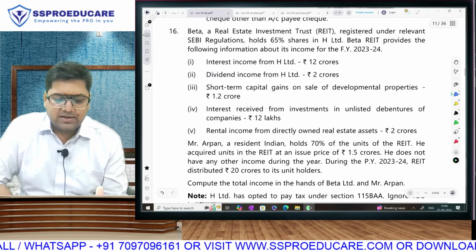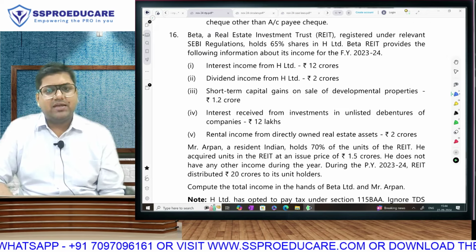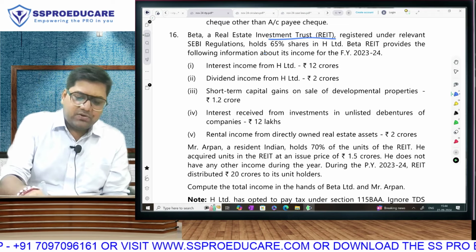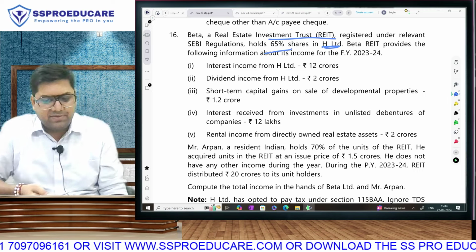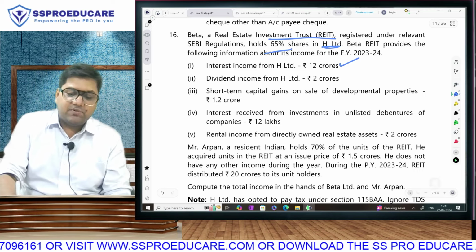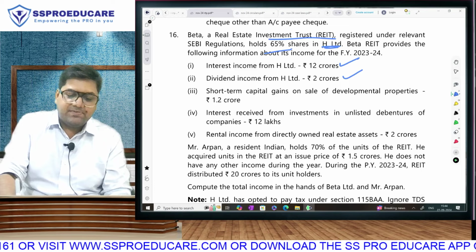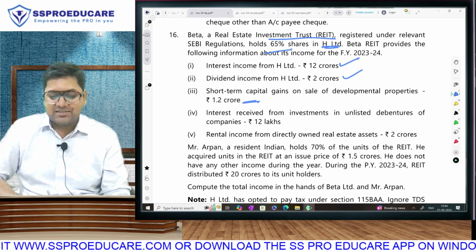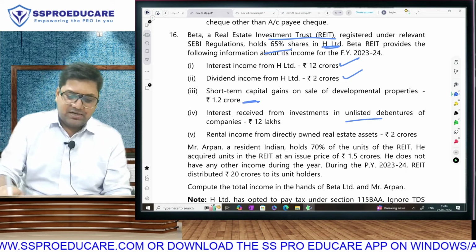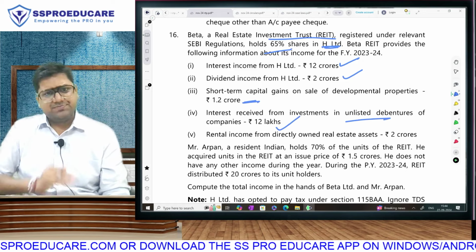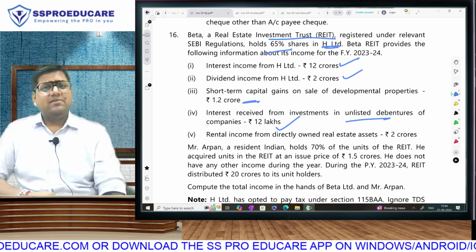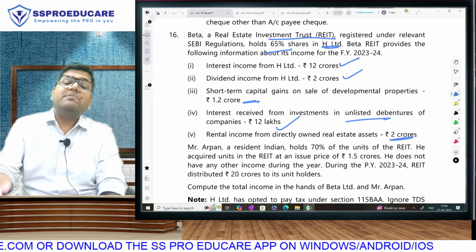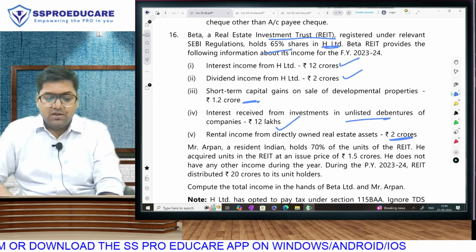Next is this question on REIT. This I wanted to discuss. See, that way it appears like our classroom REIT question. Okay, Beta is a REIT. It holds 65% in H Limited, so H will become special purpose vehicle. So interest from SPV will be exempt. Dividend from SPV will be exempt. Short-term capital gain on sale of development properties will be taxable for the business trust at MMR. Interest from unlisted debentures. You know, all these appear same as what we have solved in that REIT ka question in class. Rental income will be exempt for the business trust and therefore taxable for the unit holders.